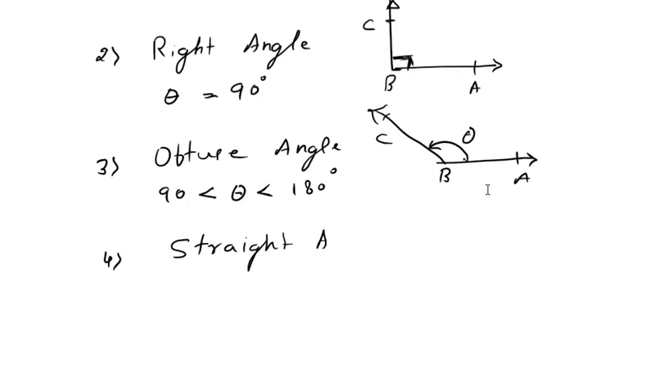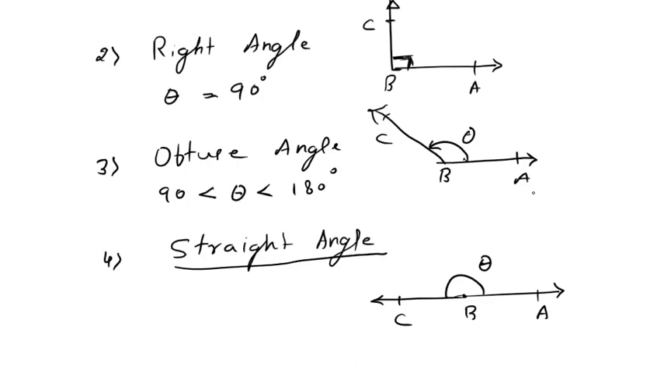So straight angle, what happens in case of straight angle? This is one ray and this is another ray. So they are just opposite of each other. So this is our point, say B, this is point A and this is point C. So here angle ABC. Now this angle ABC, this is a straight line. So when it is forming a straight line, we call this a straight angle, and the measure of this straight angle is 180 degree.